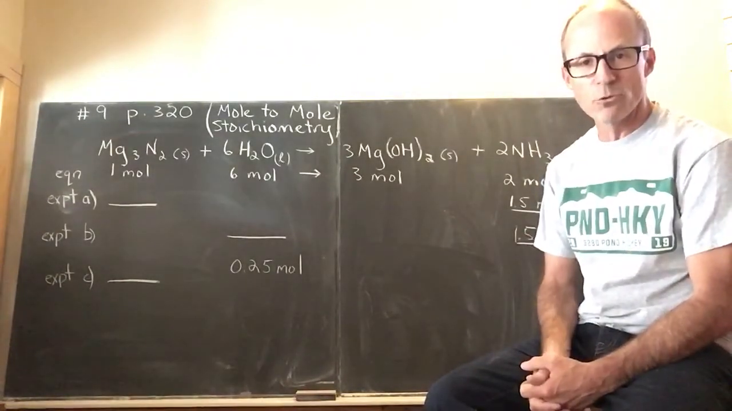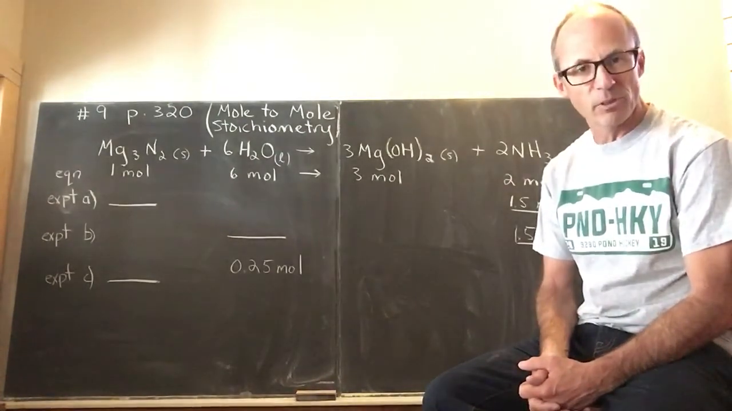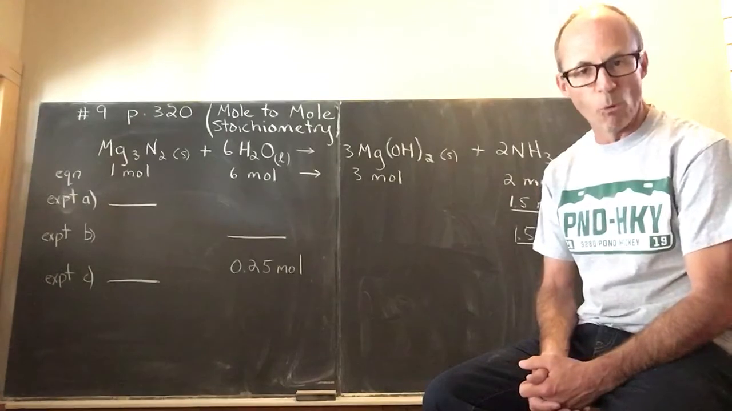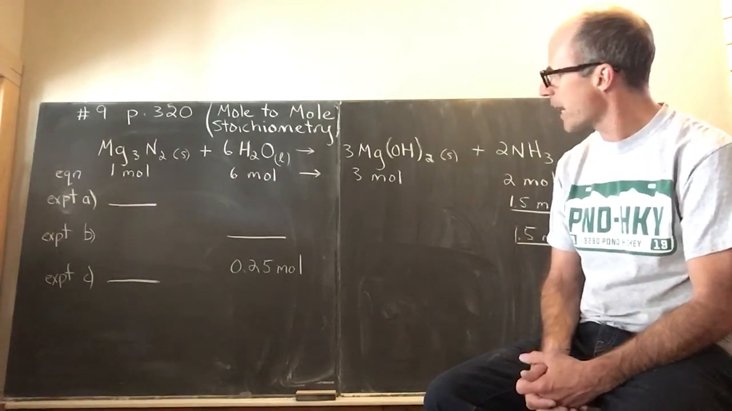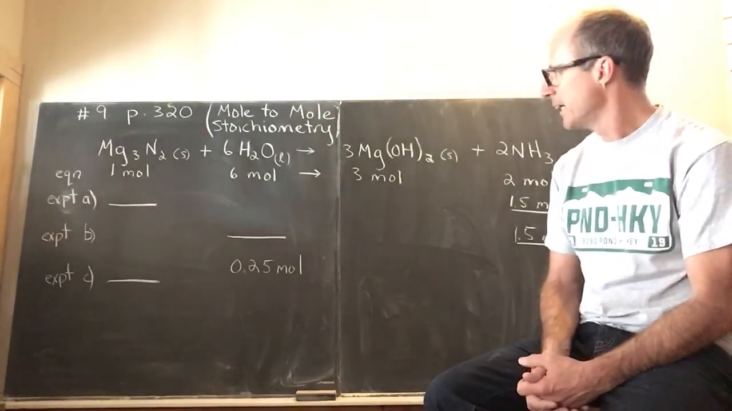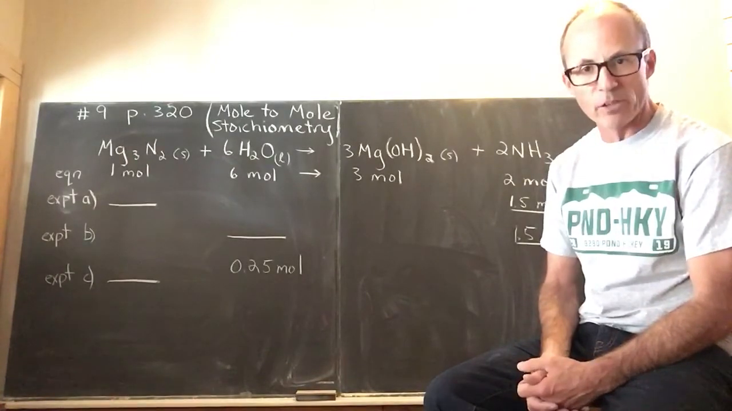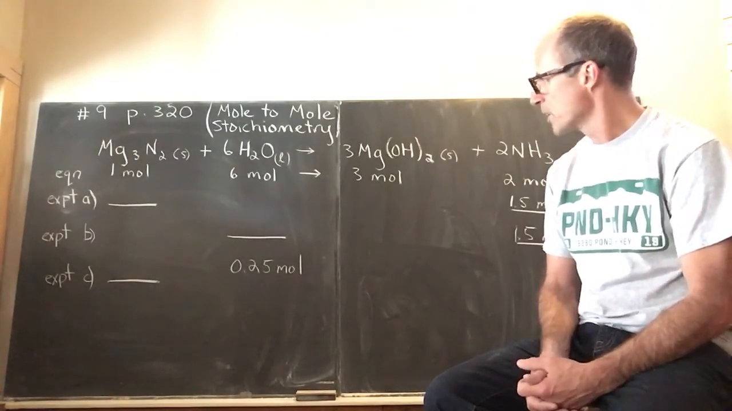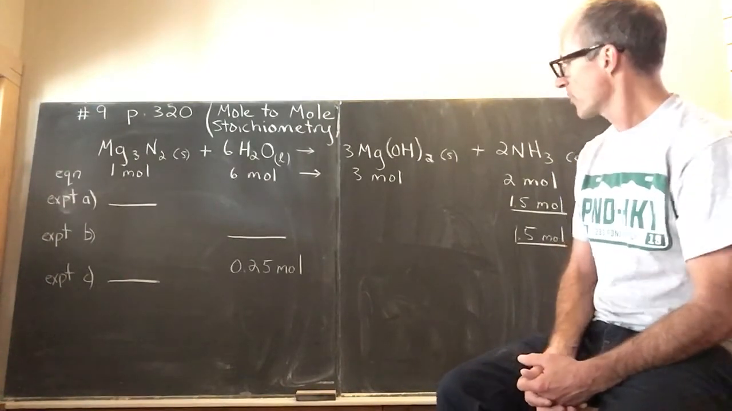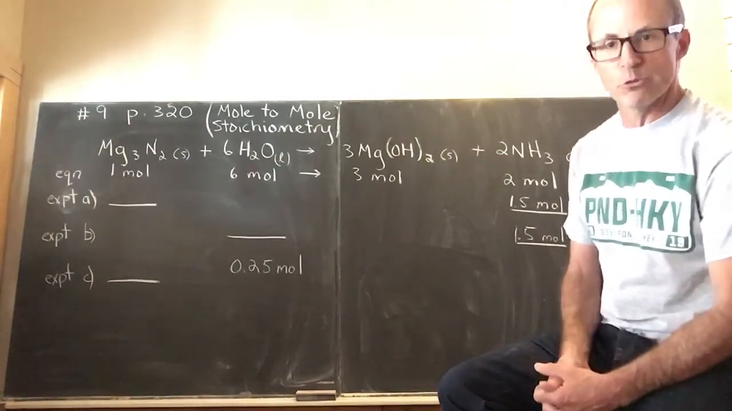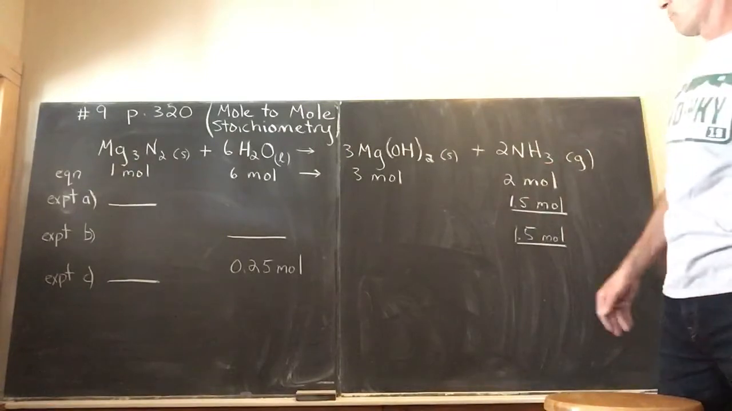Today we're going to actually take up a question that's in your textbook just for a little reinforcement into this mole-to-mole stoichiometry. And the question we're going to look at is number 9 on page 320. And to make life simple for all of us, I've copied out the bulk of the question, but I've left some answers out. So in this question, we've got magnesium nitride reacts with 6 moles of water to produce 3 moles of magnesium hydroxide and 2 moles of ammonia.